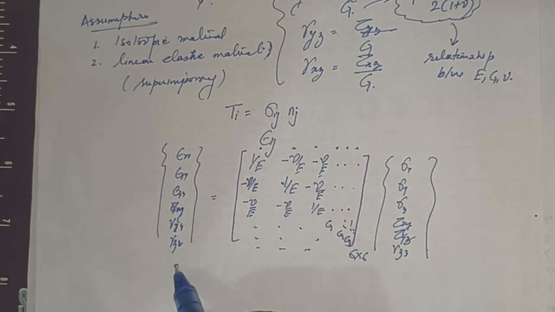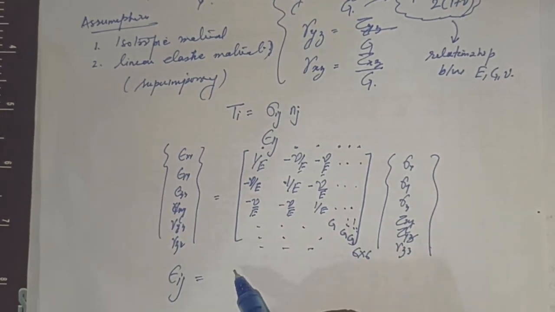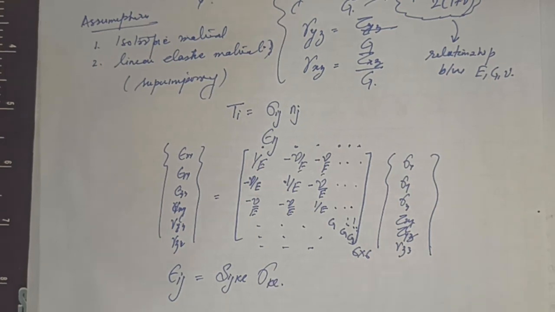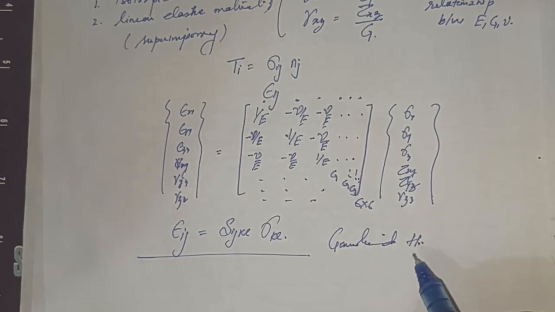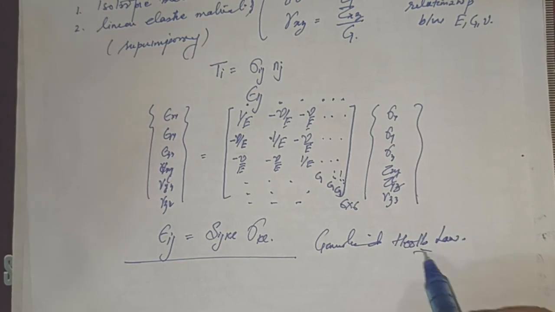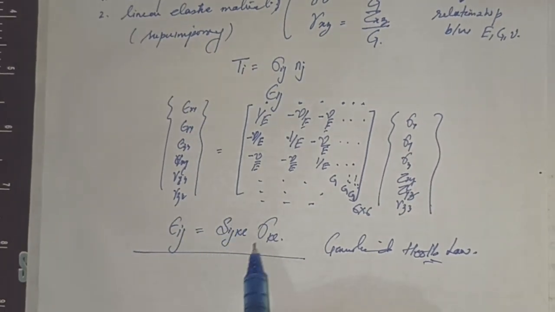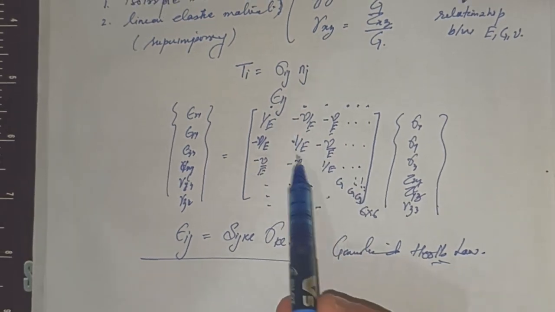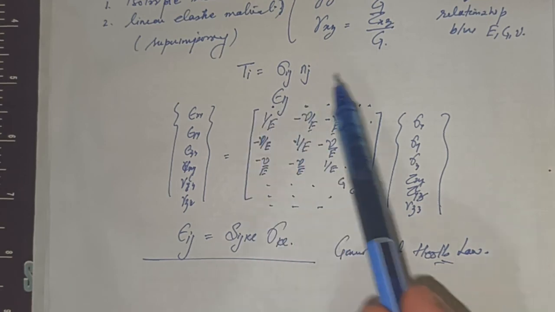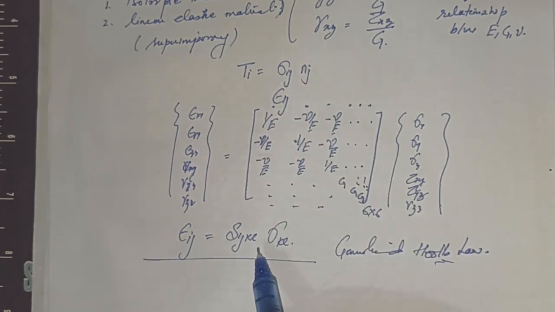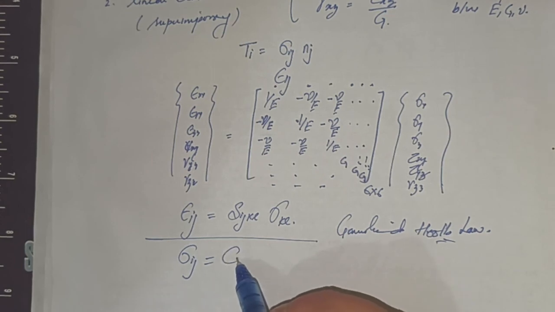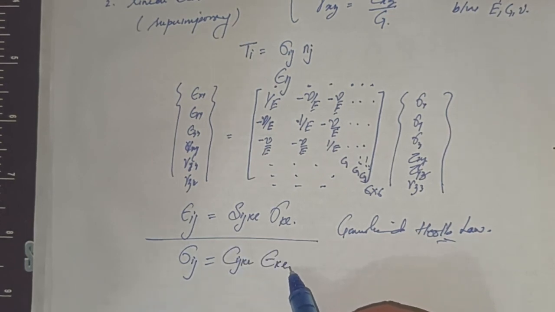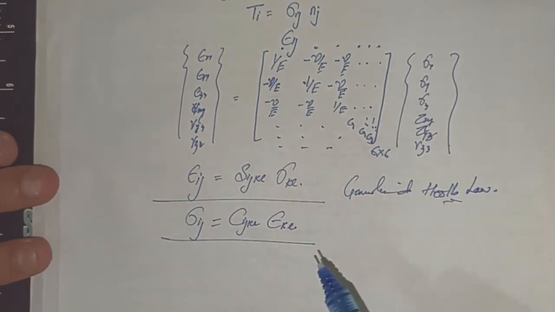So if this is epsilon ij, this is Sij sigma KL. This is also called your generalized Hooke's law. Remember that S means stiffness, IJKL. If you invert this 6 by 6 matrix, you will get the equation in terms of stresses: sigma ij equals Cijkl epsilon KL, just by inverting it.